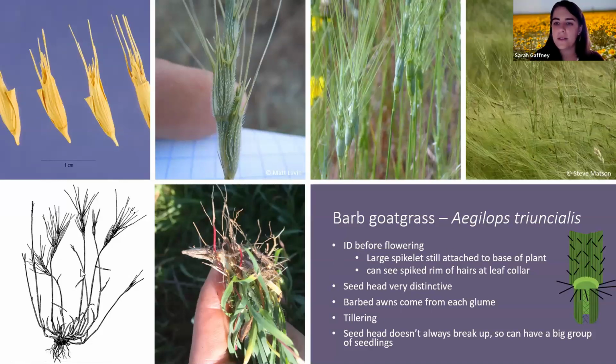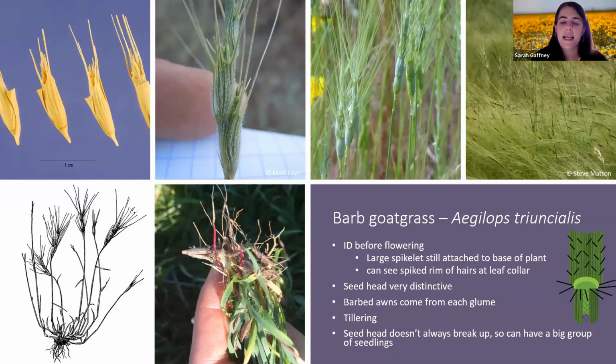Also, what I found is that where the leaf turns out of the stem, it's called the leaf collar. And you can see that there's a little ray of spiky hairs that just come out at that leaf collar. And that's a very distinctive feature of goat grass.